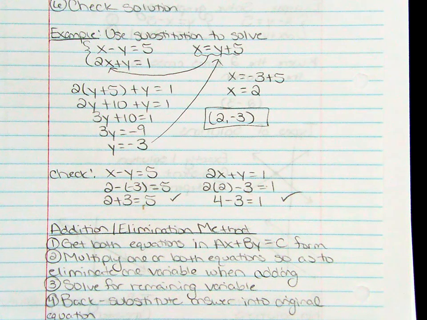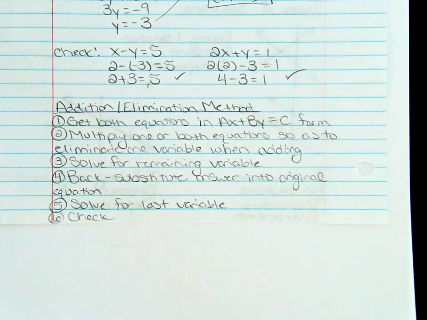Okay, that's the substitution method. The other method we're learning today is known as the addition or elimination method. Your book, I think, refers to it as the elimination method, and I've always learned it as the addition method. It means the same thing. To do the addition or elimination method, you want to get both of your equations in your general form, which is ax plus by equals c. Then sometimes you're going to have to multiply one or both of your equations so as to eliminate one of the variables when you add your 2 equations together.